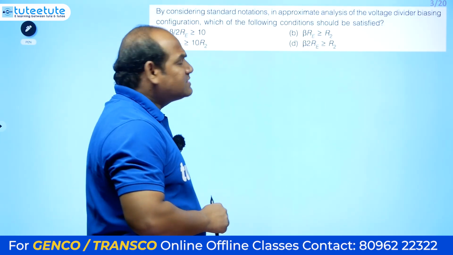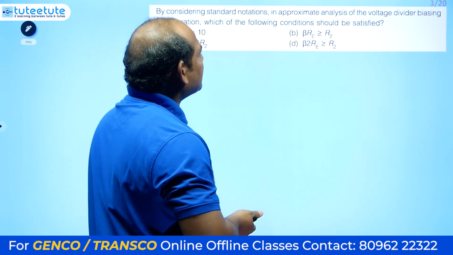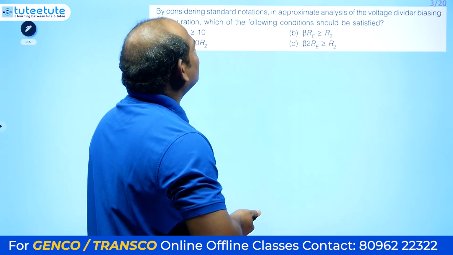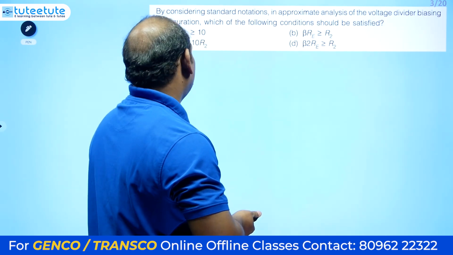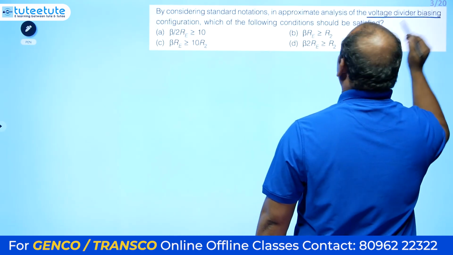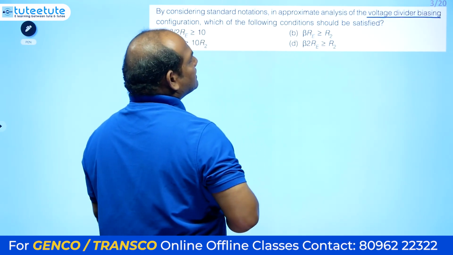Next question is, by considering the standard notations in approximate analysis of the voltage divider biasing configuration, which of the following conditions should be satisfied? So the question is related to the voltage divider biasing circuit.